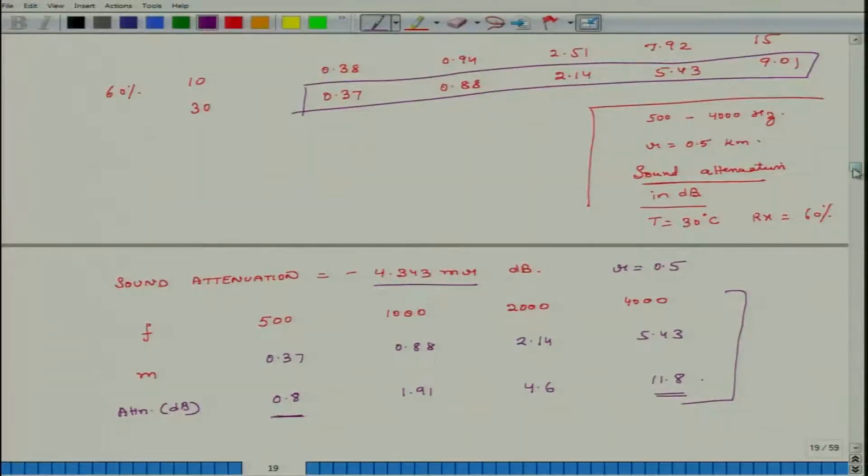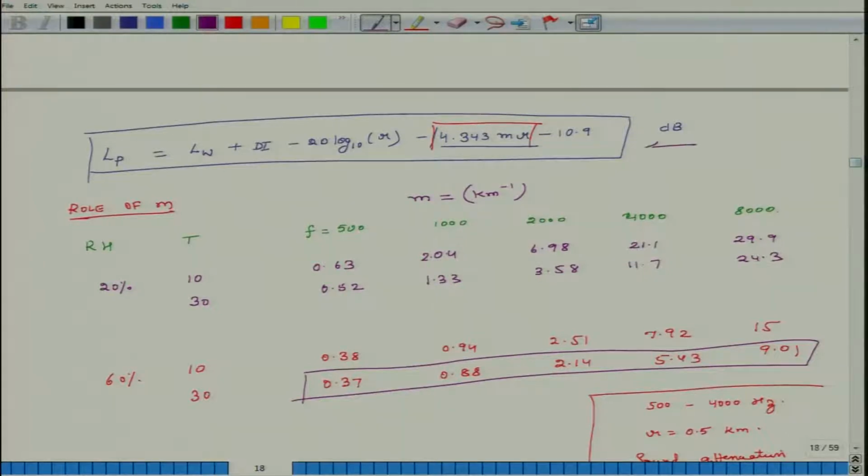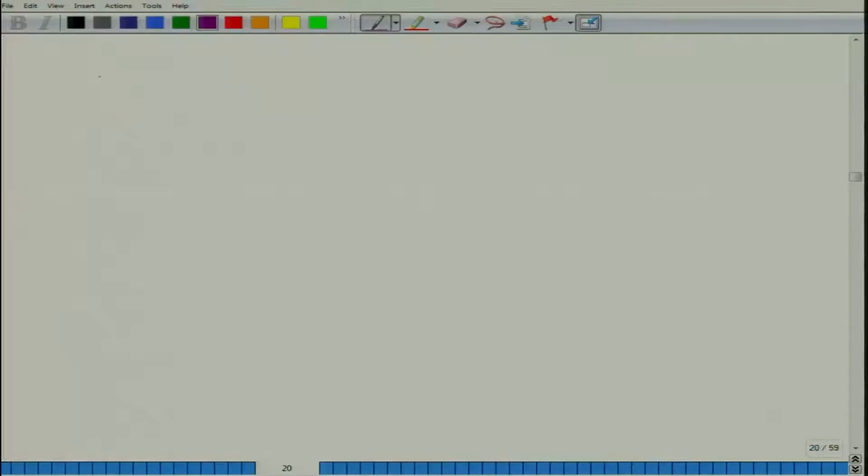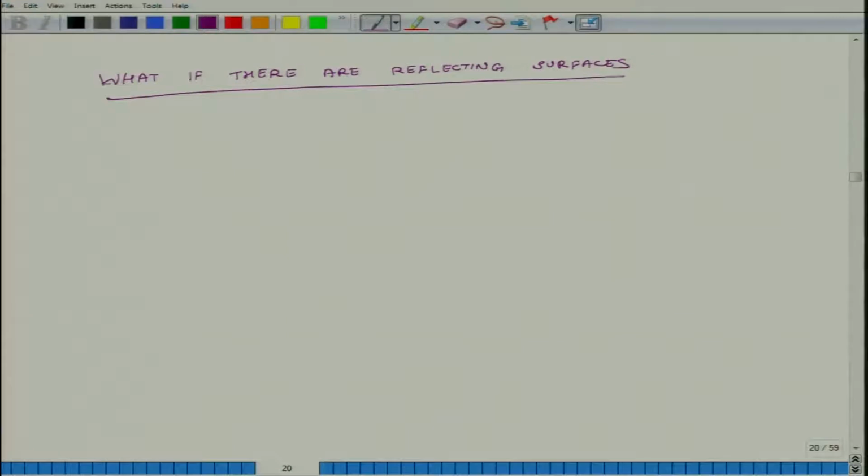And the last thing is that remember, this relation is true for what? When the sound source object is located in free space and there are no reflecting surfaces anywhere around the thing. Okay. Now, what if there are reflecting surfaces? What do we do in such a case? So, we will answer that question, and to answer that question, consider this experiment.